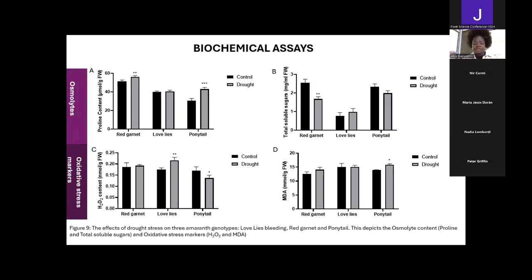And finally, I looked into the MDA content of the plant, where I saw that the ponytail had the highest significant increase in the drought sample as compared to the rest of the genotypes.